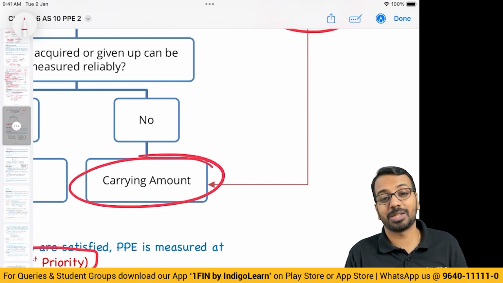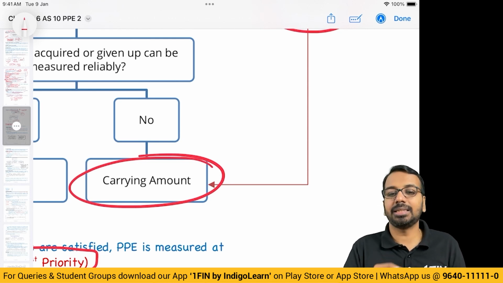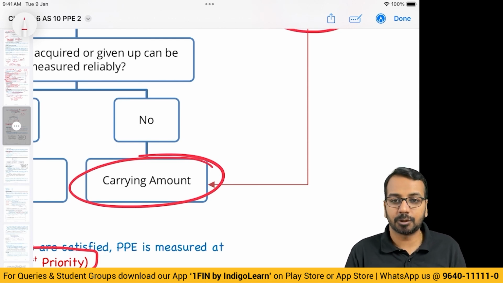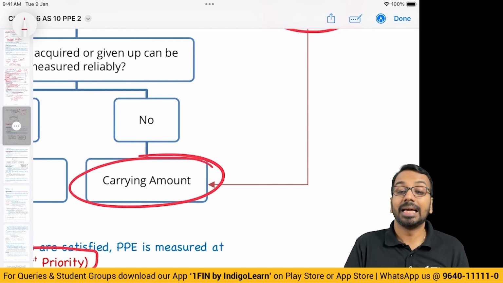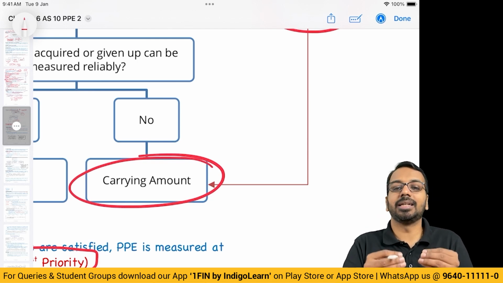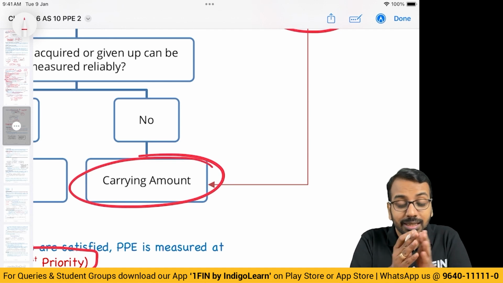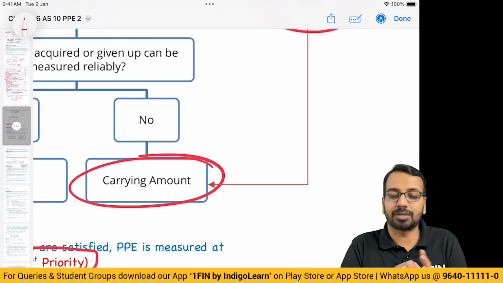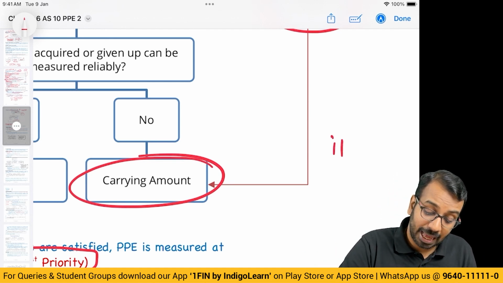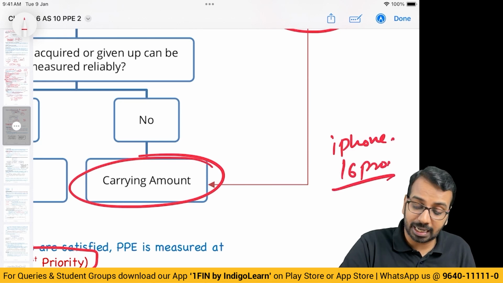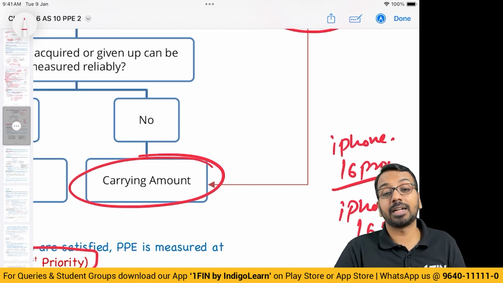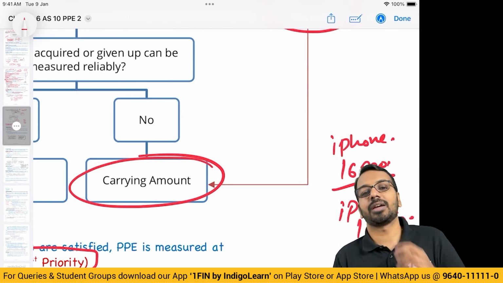Now, what is the meaning of commercial substance? Commercial substance means by exchanging the asset, if my cash flows change, if my present value of cash flows change, if my risk of cash flows change, then it is a transaction having commercial substance. When I gave my keyboard and got this pencil, these are two different assets and my cash flow will change. But say for example, I gave my iPhone 16 Pro and got another iPhone 16 Pro of a different color, then the transaction does not have commercial substance.